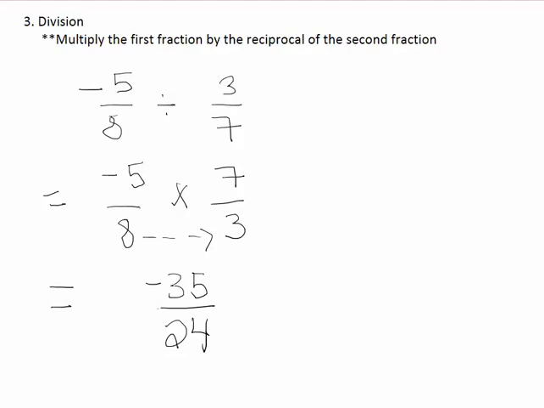The final thing we want to check is that our fraction is in lowest and simplest terms. This one is, because there's no greatest common factor that we can divide both the numerator and the denominator by.